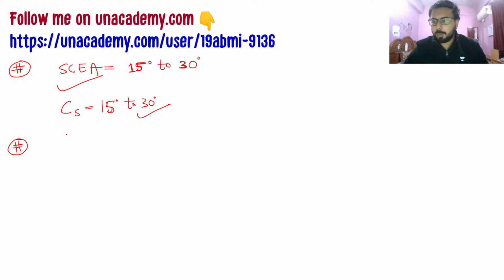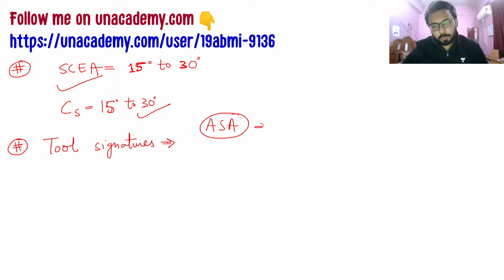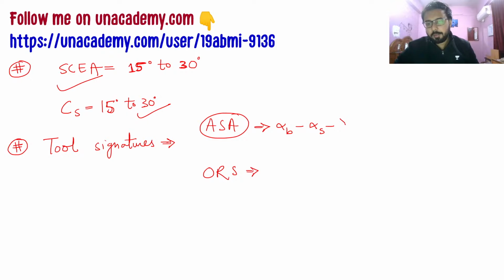Now let's discuss tool signatures. We have two tool signatures, ASA and ORS. I will quickly write it down, and then we will discuss what the terms are. I hope by seeing the terms you can understand this, and you have to remember this tool signature very properly.